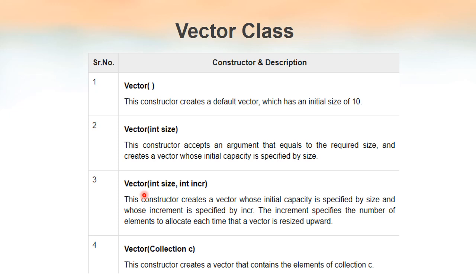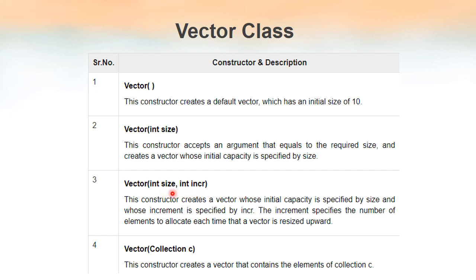Now about this constructor. It has 2 parameters. One is the size and the second one is the increment, the step increment. The size, as I mentioned, indicates the initial size of the vector that we have to create. Initially, how much size has to be there for that vector. That is what we mean by the first parameter.